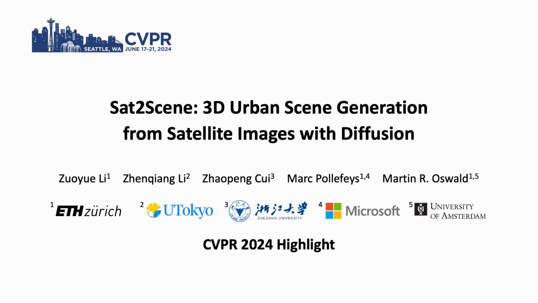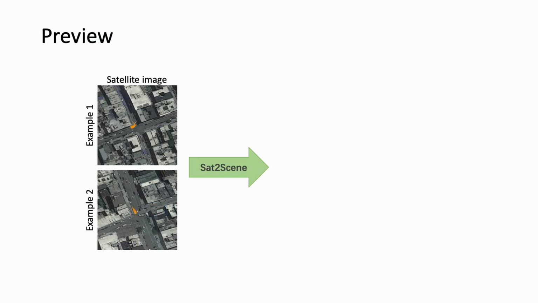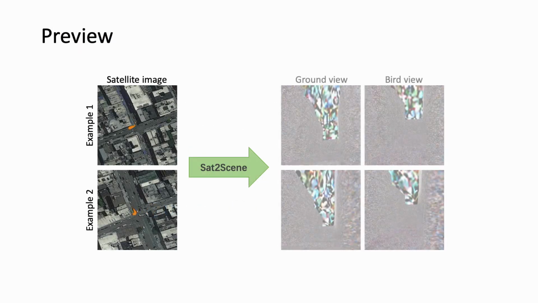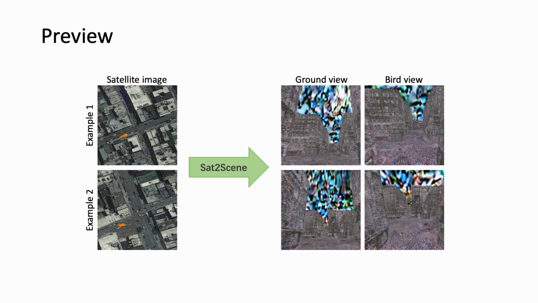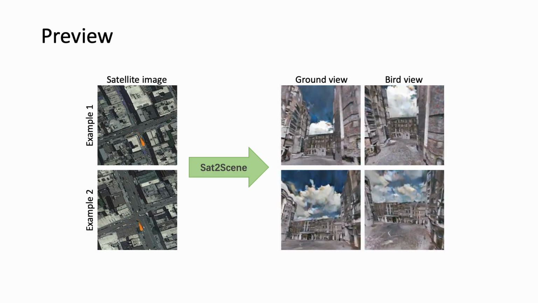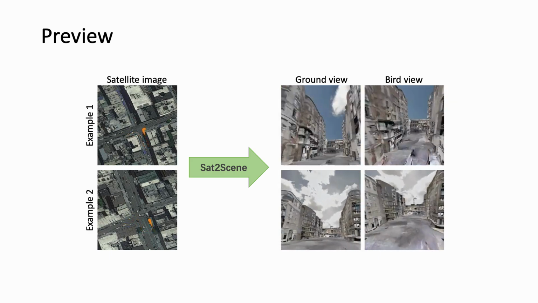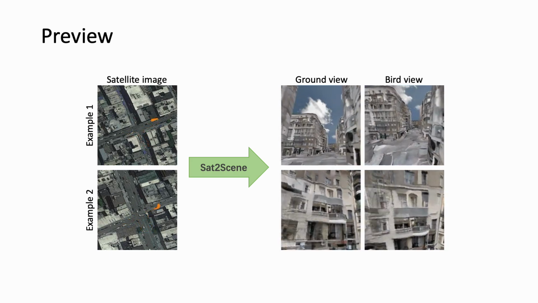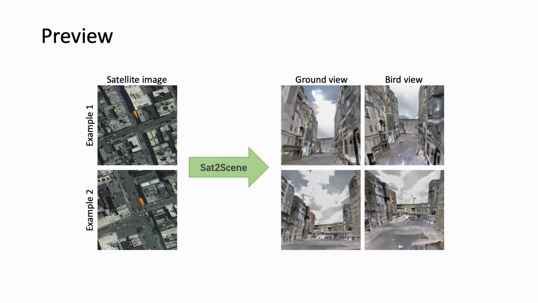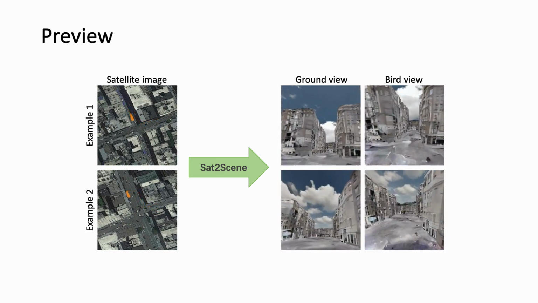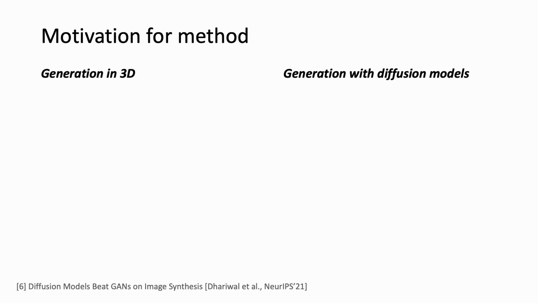In this video, we present Sat2Scene, 3D urban scene generation from satellite images with diffusion, which aims to overcome the challenges of direct 3D urban scene generation. For a single satellite image, we utilize 3D sparse diffusion models to generate 3D scene textures for the predicted geometry, which can be transformed into scene representations used for rendering either ground view or bird view videos with robust multi-view consistency. The motivation for our approach includes two key aspects.